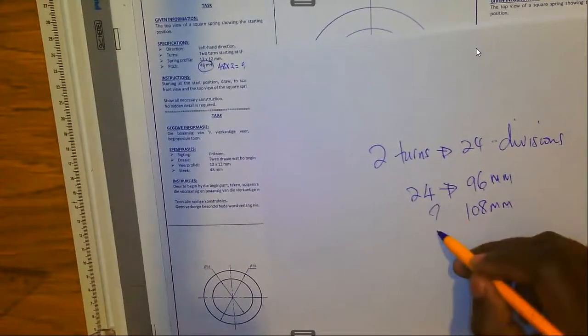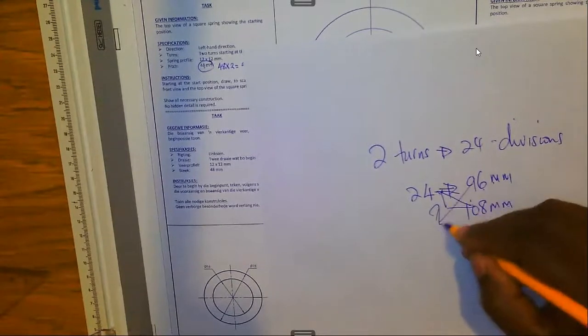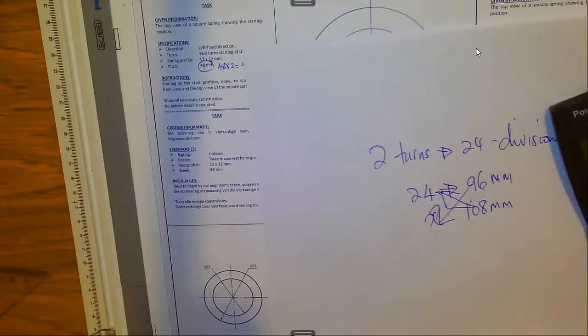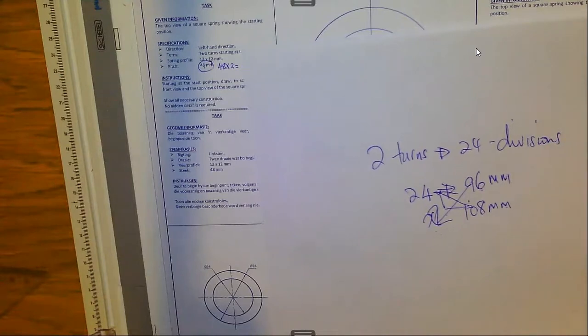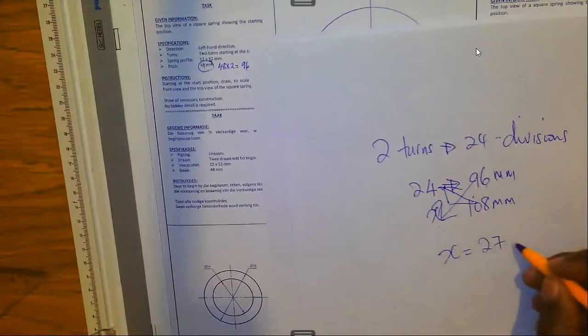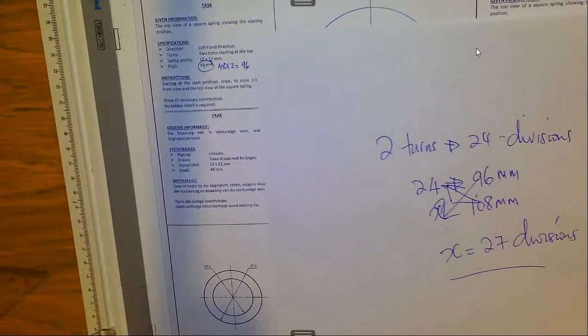So what is the number of divisions then? We can cross multiply like that, so that this is our X number, okay? Right, so it's going to be 108 divided by 96 multiplied by 24. Right, we are going to get 27 divisions, okay? So therefore, X is equal to 27 divisions. That is the total number of divisions that we require, okay?